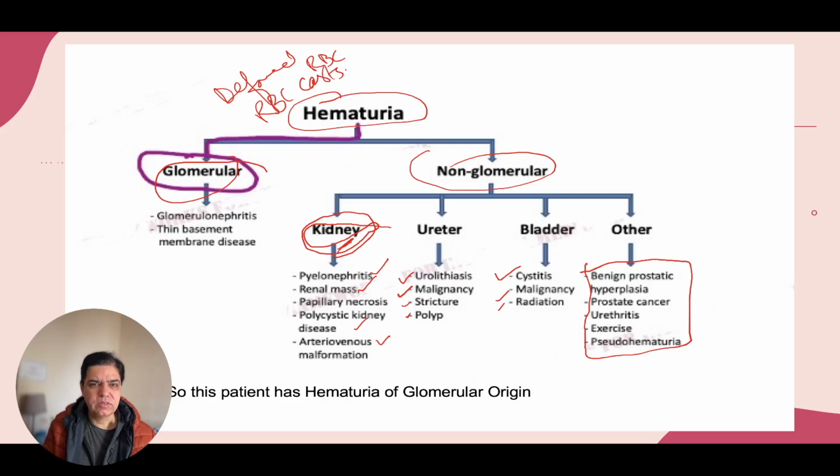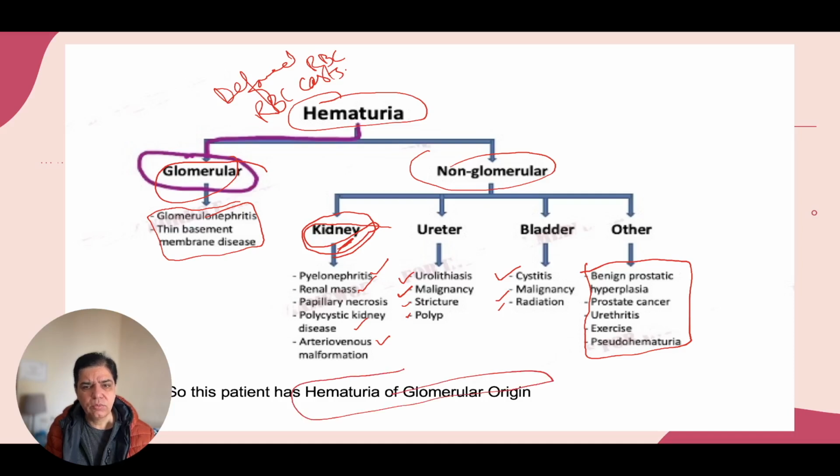But in our case, because the RBCs are deformed, the blood is of glomerular origin, so the problem is in the glomerulus. Most probably glomerular origin hematuria is caused by glomerulonephritis, which is the most common cause of hematuria. And again, it's an umbrella term. Glomerulonephritis could be of different types. But anyhow, so far we know that this patient has hematuria of what? Of glomerular origin. Okay, moving on.